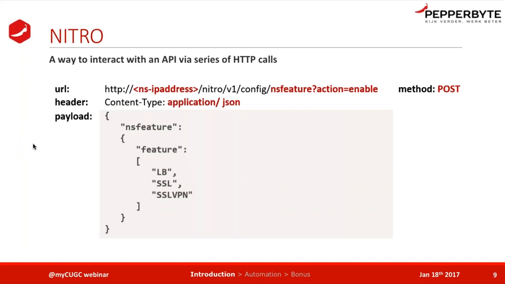So to sum it all up, I do need to provide or gather some information before I can make my REST API call. But basically, this is all the information that I need to enable NetScaler features. And as I continue the presentation, I will make sure that I get back to you on this one.